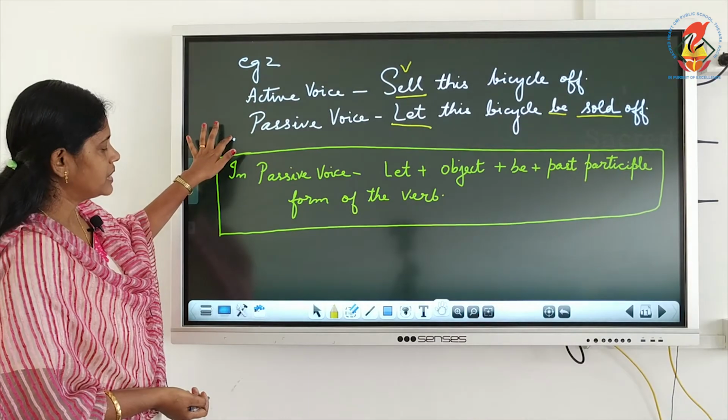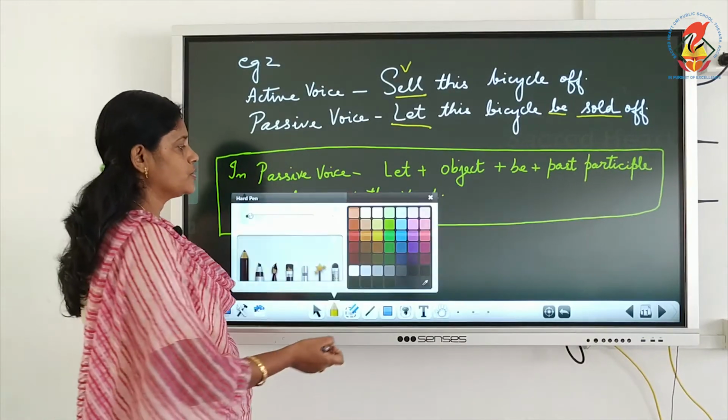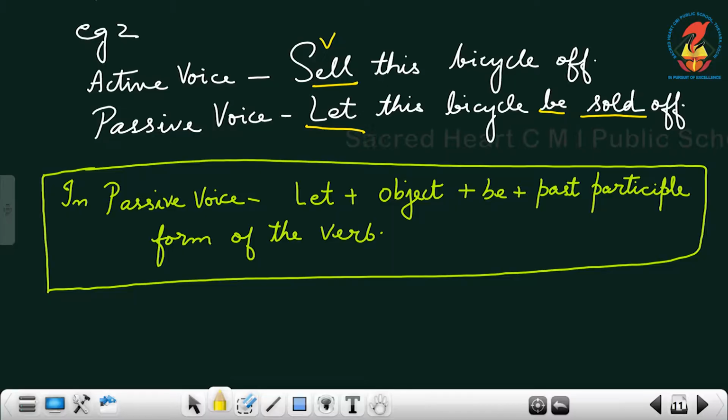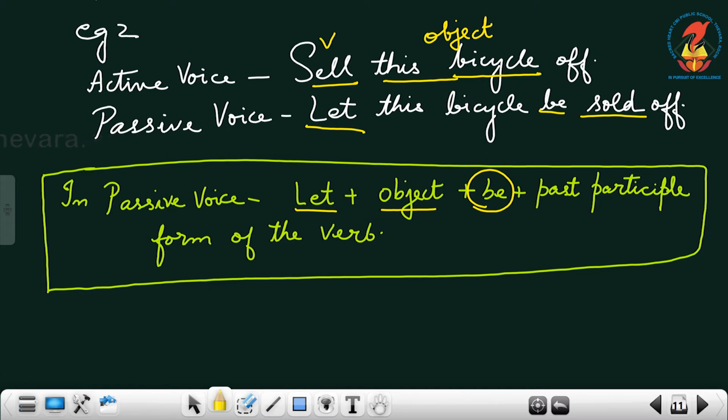When we convert a command into passive voice, the rule says we start with the word let, and then the object. For example, "Sell this bicycle off." Here this bicycle is the object, isn't it? So we add the word let, then we use the object, and again the word be is added, then the past participle form of the verb.